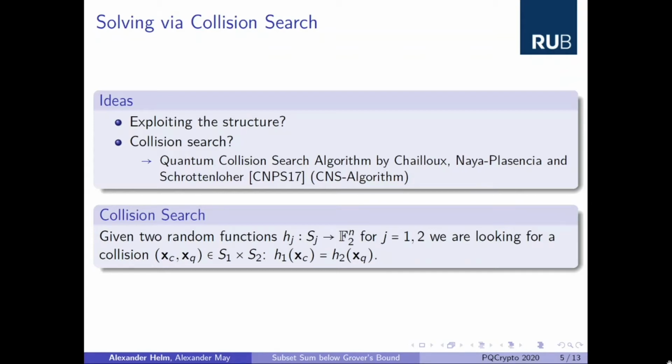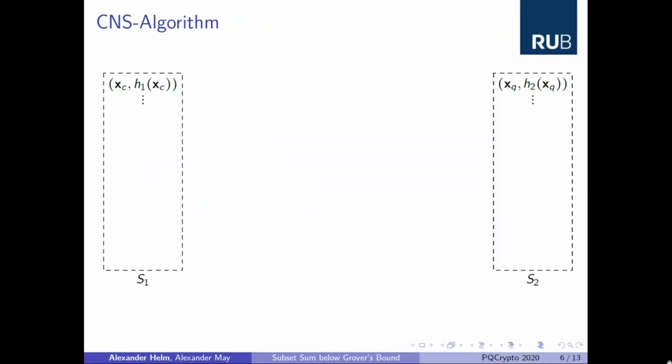Okay, now the CNS algorithm works as follows. We have the domain S1 on the left with elements xc, and on the right the domain S2 with elements xq. We call xc the classical half because we have to store xc in a classical list during the algorithm. And we call xq the quantum half of the collision.